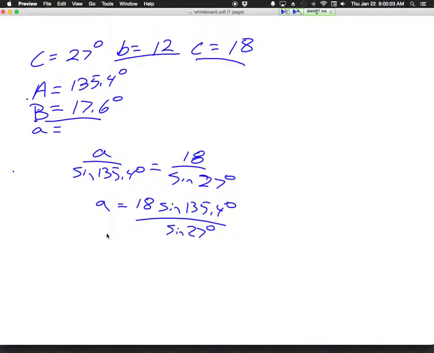I'm gonna punch that in for me real quick. 27.839. Make sure your answers are reasonable. My largest angle is A, which means my largest side is A. It is. My smallest angle is B, which means my smallest side should be B, and it is. So my answers are reasonable. We're ready to move on. Any issues with that? Okay, let's go to the next one.